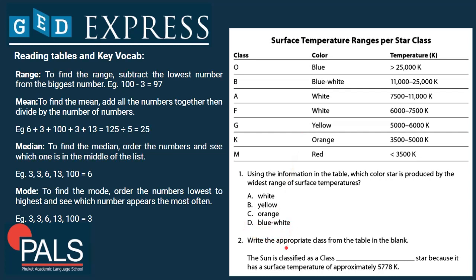The second question to this table: write the appropriate class from the table in the blank. The sun is classified as a blank class star because it has a surface temperature of approximately 5,778 Kelvin. So we check in the table in which range does this temperature go. Orange, 3,500 to 5,000. No, it's above, so it must be here. We have a class G star, a yellow star. What are we asked for? Class or color? We are asked for class, so in that blank goes G.